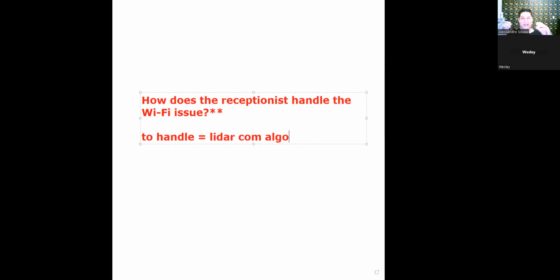Porque essa palavra ela quer dizer através de alguma coisa. Por isso que é drive-through, porque você dirige através daquela estrutura para pegar o seu lanche, né? Entendi. Drive-through.